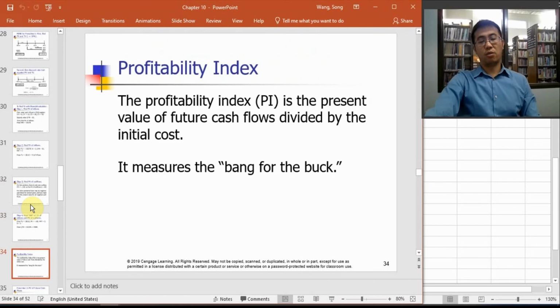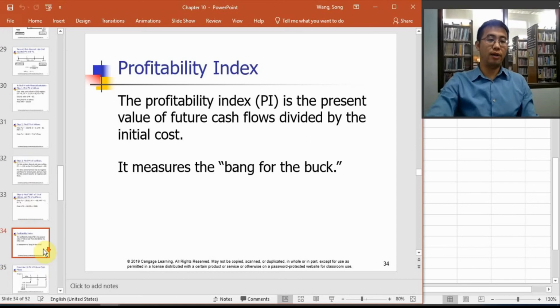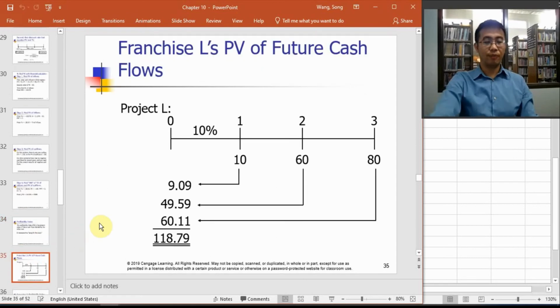All right, the next criteria to judge whether a capital budgeting project is successful or not is called a Profitability Index, or PI. It has the same structure as NPV, except the output would not be a positive or negative number. It would be a number either greater than 1 or lower than 1. So we use 1 as a criteria. So this is exactly how we do the calculation.